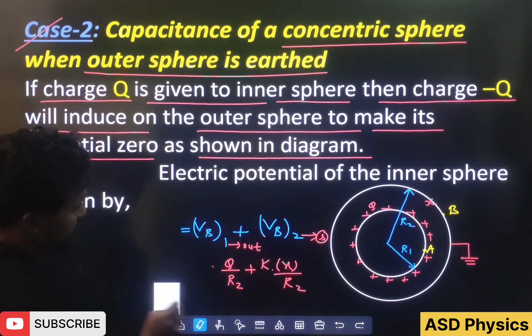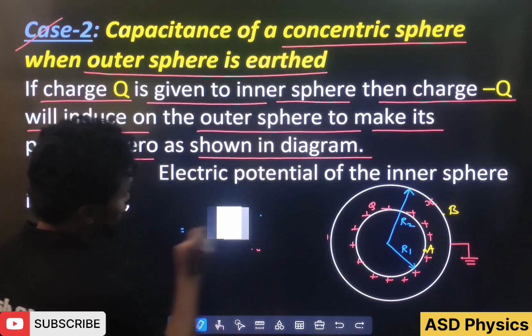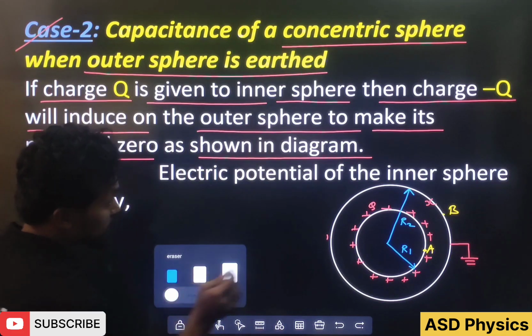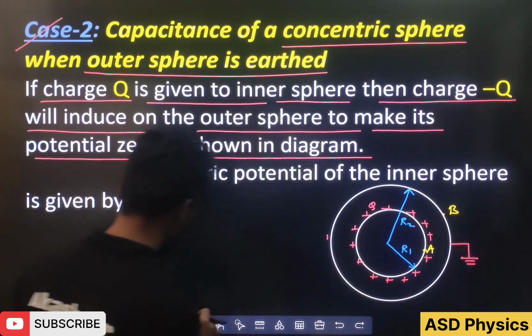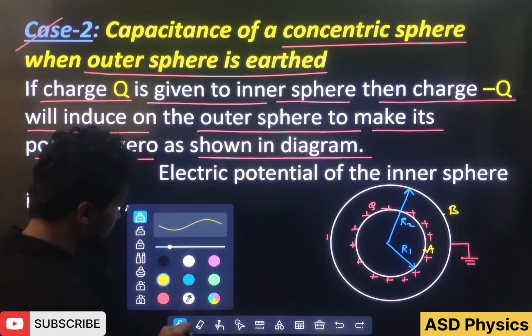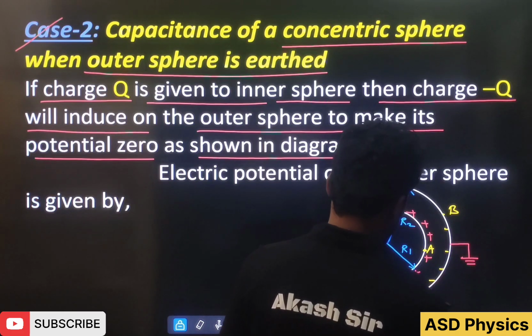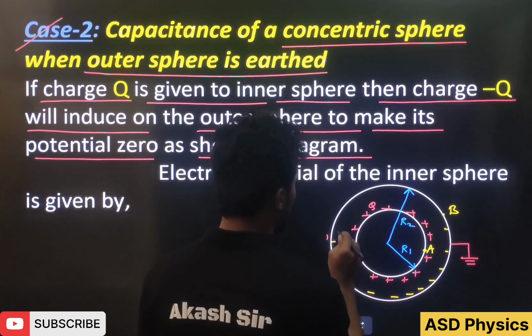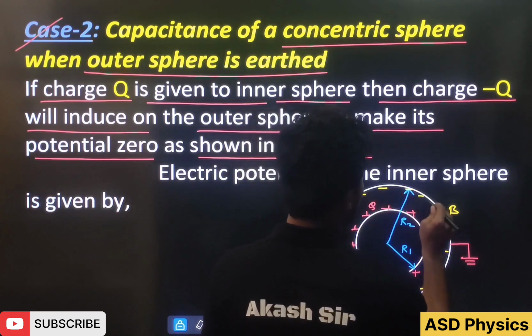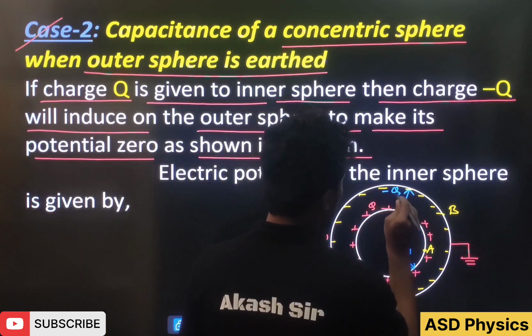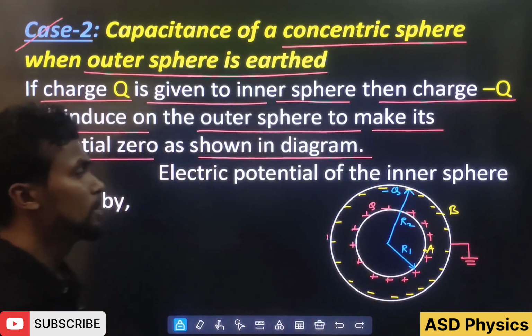Now because this we don't need, but just for you I have just done it here. Okay, great. Now students, you know very well, on the outer one, how much charge is there? X value, how much have we got? X value we have got is minus Q. This minus Q will come here. Here plus Q, here minus Q.